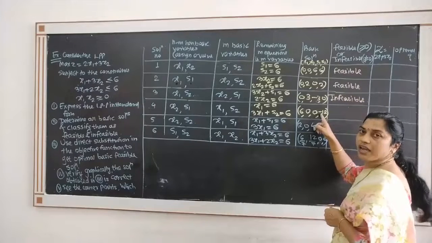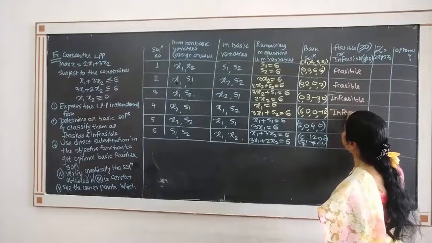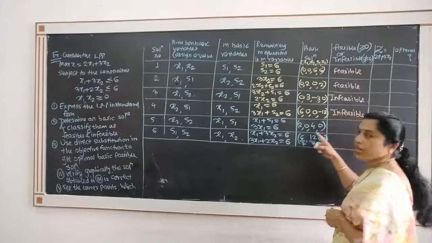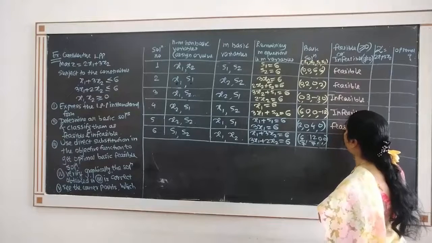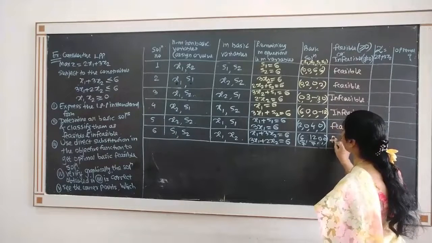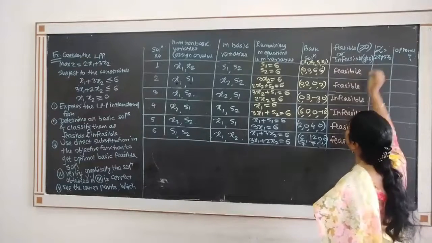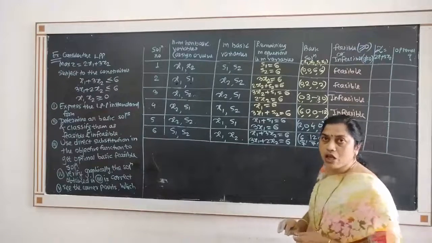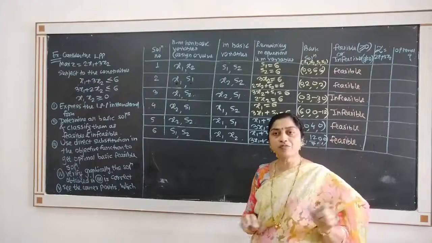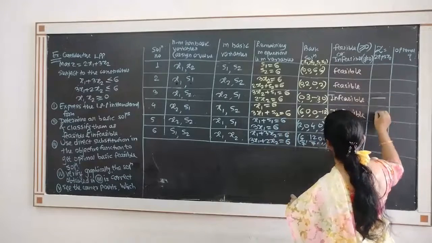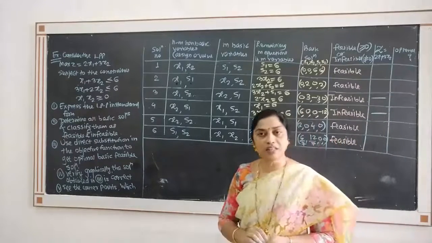See the next one. Again one of the variables has a negative value. So this is also an infeasible solution. What about the next? Feasible, because all are greater than or equal to 0. And the last one is also a feasible solution. Now, while finding the value of the objective function, we only consider feasible solutions. We never think of infeasible solutions. So whenever the solution is infeasible, we are not finding the value of z in that case.